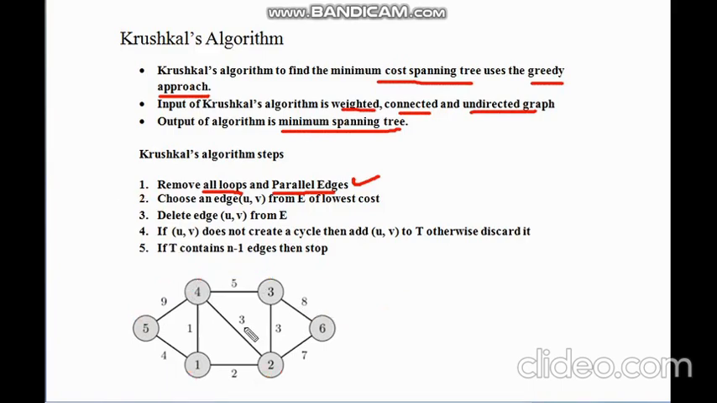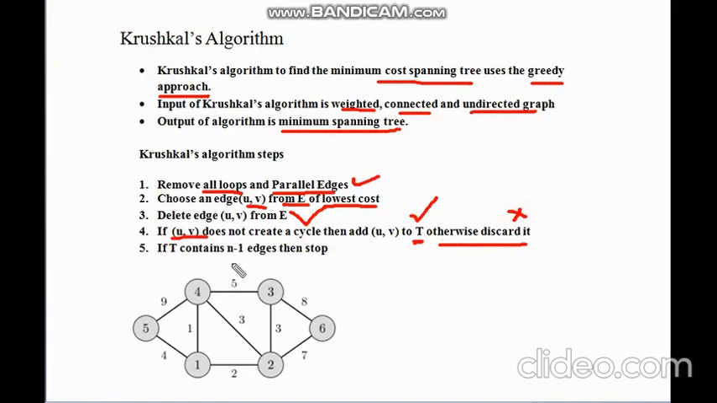Now choose an edge u comma v from E. E is the set of edges in the given graph. From that set of edges, you can choose the edge with the lowest cost, and delete edge u comma v from E. If u comma v does not create a cycle, then add u comma v to T. Here T is your spanning tree, otherwise discard it. If that edge is not forming a cycle, then add it to T, otherwise discard it.